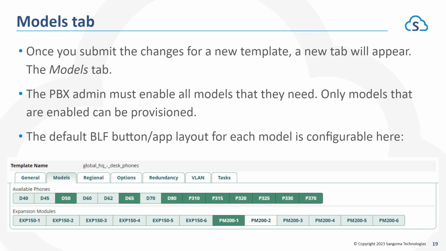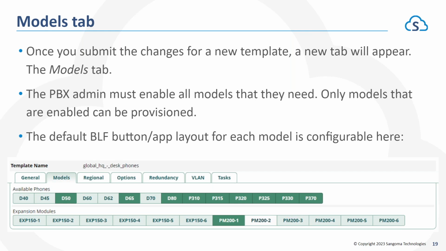So at a glance, I can see that I've enabled the models D50, D65, D80, and all the P phones, as well as an expansion module, PM200. All other models are currently disabled, none of those. So I would not be able to provision a D70 using this template until I actually click on that, enable it, and make some configuration changes.